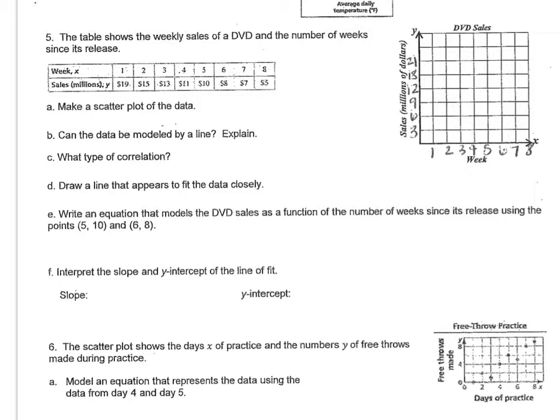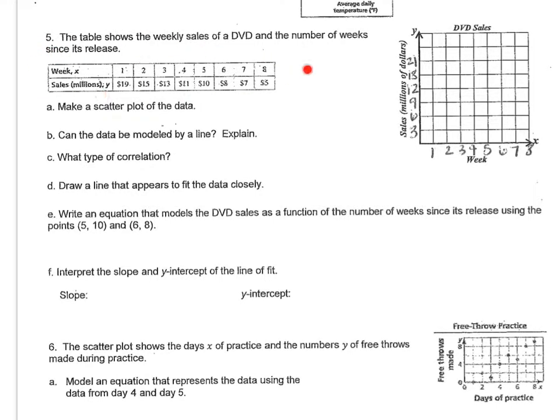So for number 5, we're actually going to need our calculator, so please make sure you have it, and you're going to need to follow along very closely so that you can understand what we're going to be doing here. We'll get to that with the calculator part in a second. So 5 says the table shows the weekly sales of a DVD and the number of weeks since its release.